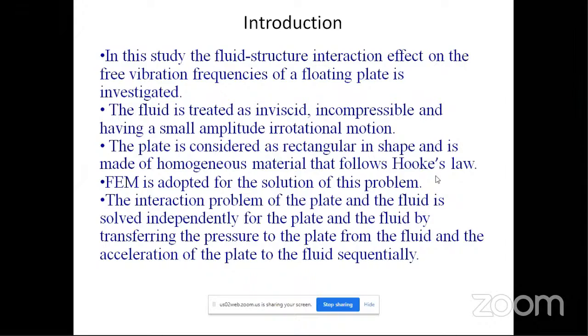Okay. So I have considered that platform as a rectangular shape, made of a homogeneous material so that it follows Hooke's law. And I have applied the finite element method for the solution of the problem. In engineering application, we always go to the solution. This is the problem and this is the solution. To find the solution is the basic aim of an engineer.